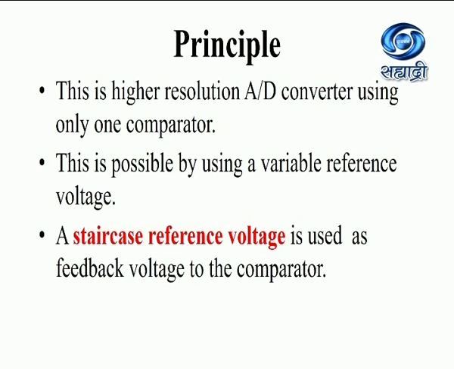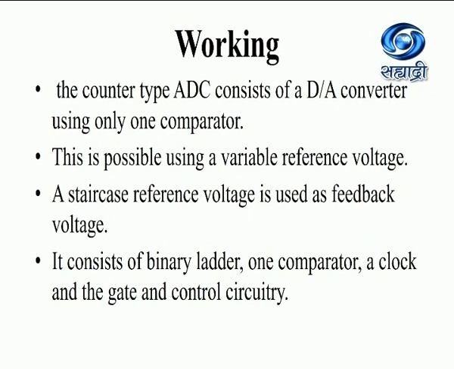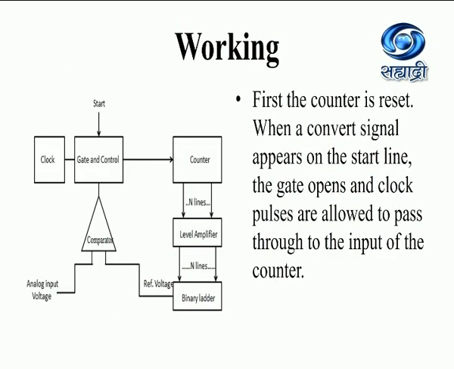A staircase reference voltage is used as the feedback voltage to the comparator. So the counter type ADC consists of a DAC using only one comparator. This is possible using a variable reference voltage. It consists of a binary ladder, one comparator, one clock, and the gate and control circuitry. Let's see the working.